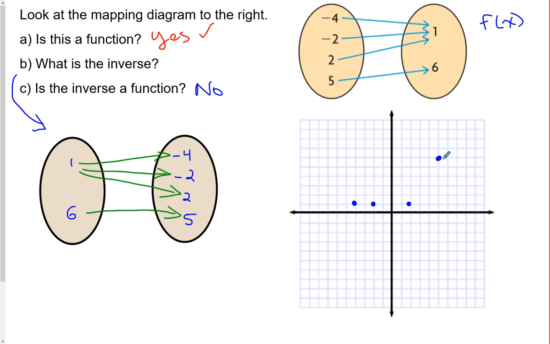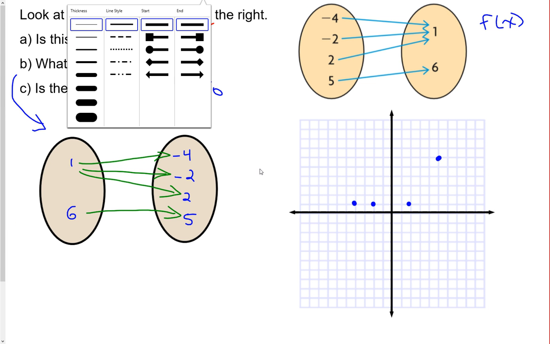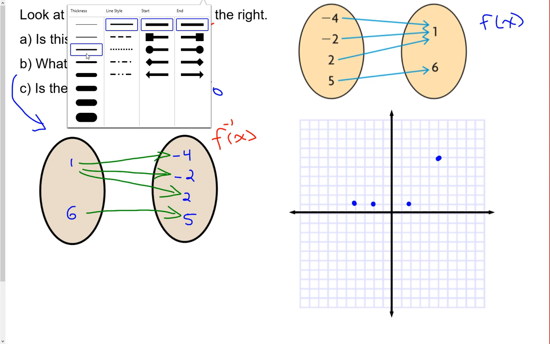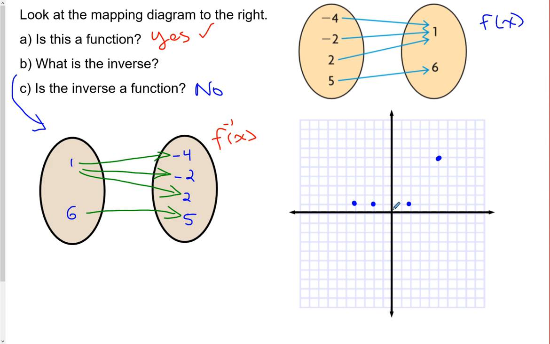Now I'm going to do the inverse function. So let's do that one in, what did I do last time? Let's match that. Let's do it in red. So we'll label our inverse down here. We'll label it f prime of x. And let's actually draw those points on our diagram. So we've got 1 and -4 right there. We've got 1 and -2. We've got 1 and +2. And then we've got 6 and 5 right there. Okay, so that's our function and our inverse.